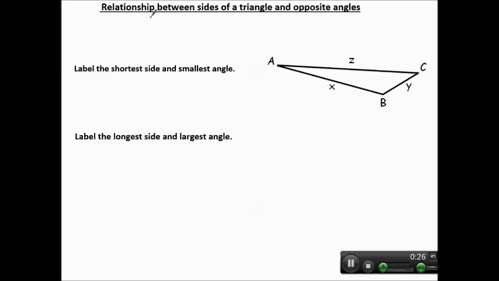First, let's talk about the relationship between sides of a triangle and opposite angles. Label the shortest side and smallest angle of this triangle to the right. So it is clear that the shortest side of the triangle is side BC. We could take out a ruler and measure it if we needed to, but it's clear that BC is the shortest side. Which is the smallest angle? Well, angle B is obtuse, angles C and A are acute, and of angle A and C, it's clear that angle A is the smallest angle.